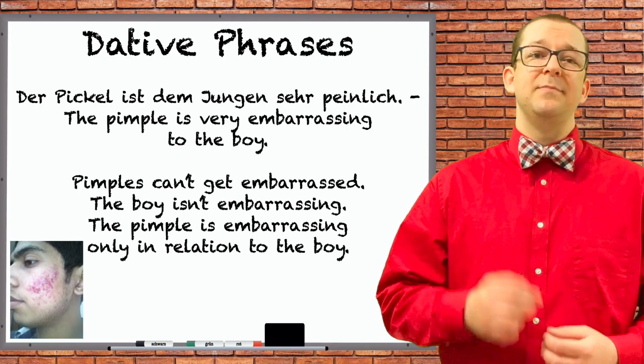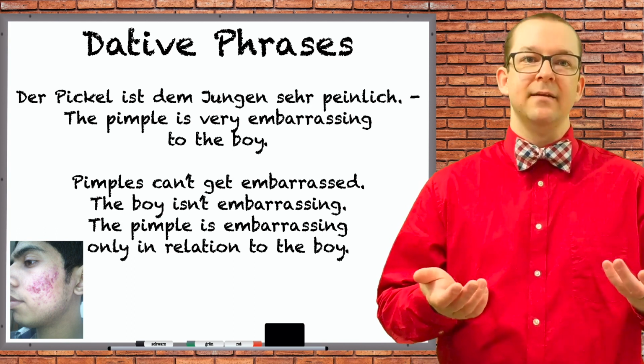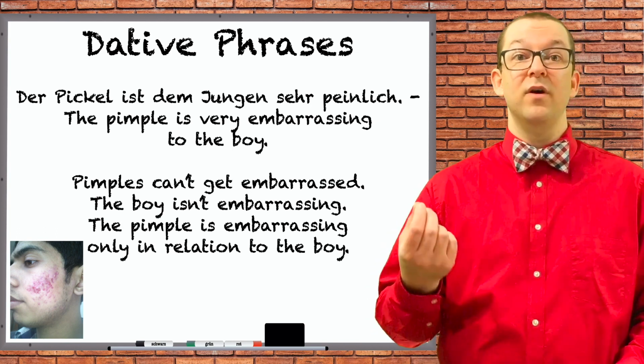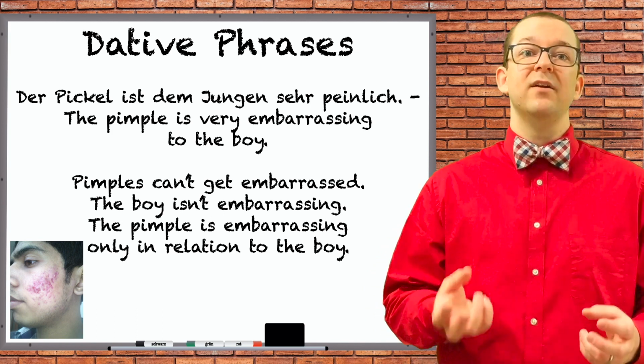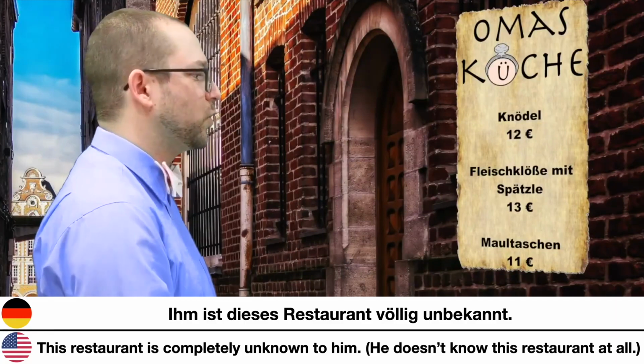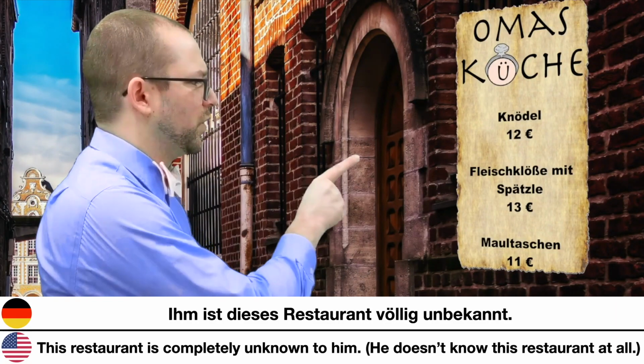The pimple can't be embarrassed. The boy can be, but he isn't the one that is embarrassing. It is the pimple that is embarrassing. But again, it isn't embarrassing to everyone objectively, it is only embarrassing in relation to the boy, so we use the dative case. Ihm ist dieses Restaurant völlig unbekannt. This restaurant is completely unknown to him.